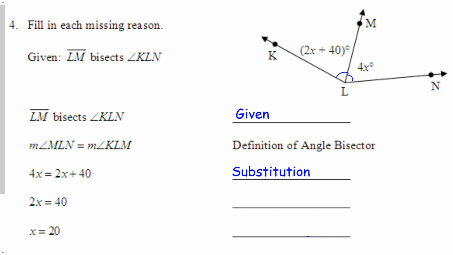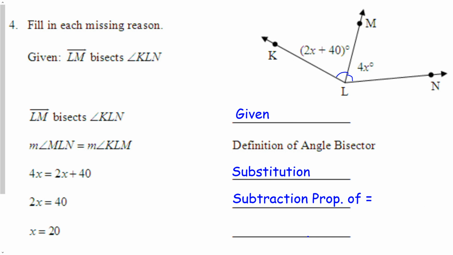Now, what property are we using to arrive at 2x equals 40? That would be the subtraction property of equality. I used to make students write property of equality. I'm not going to worry about that this year. So if you just write subtraction, you will be perfectly fine.